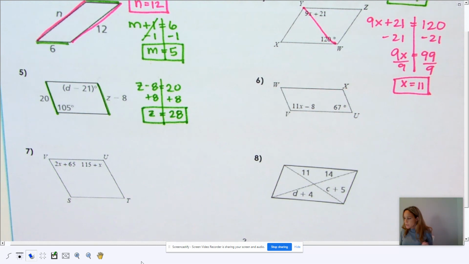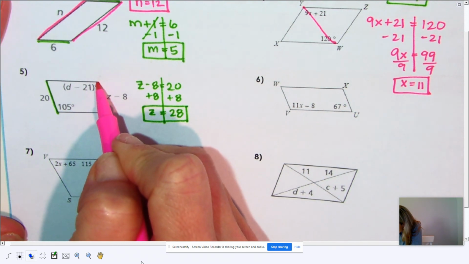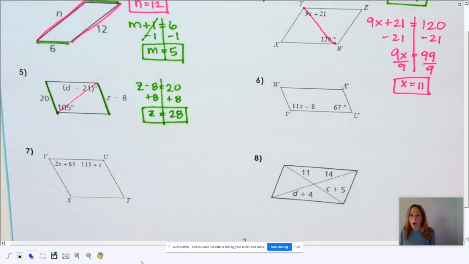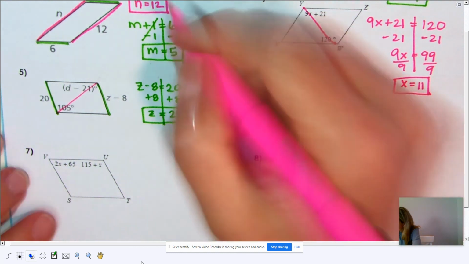Okay, then I also need to look at the angles. And remember, anytime you can draw from one to the other and it goes across the parallelogram, you know those are opposite angles. So I know that opposite angles are congruent, so I'm going to go ahead and write that out.